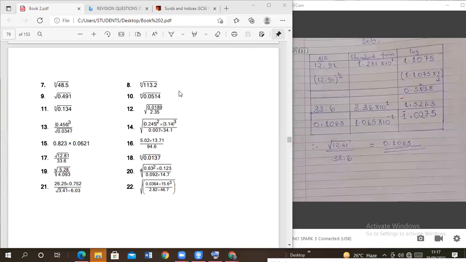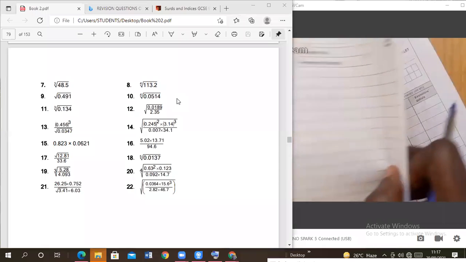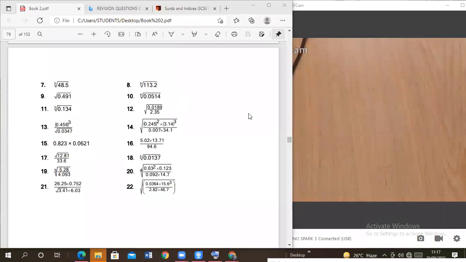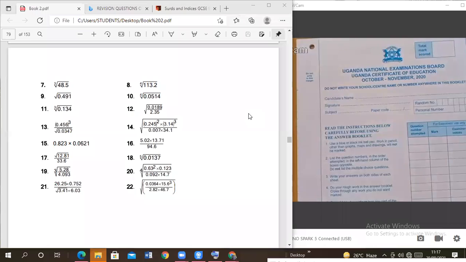Very good. Members, let's continue practicing. Practice, practice, and practice until you enter the examination room. So now let's revise. Good. I've changed even the booklet now.